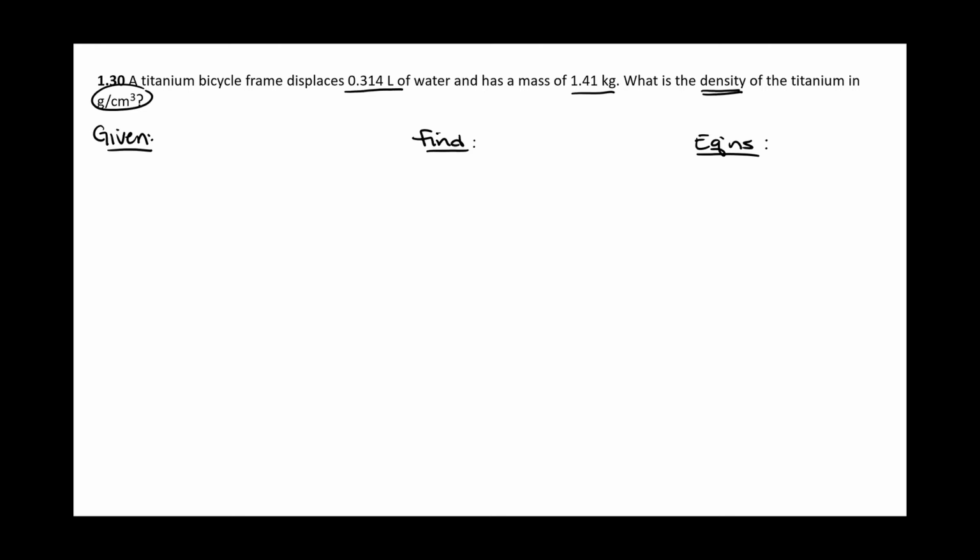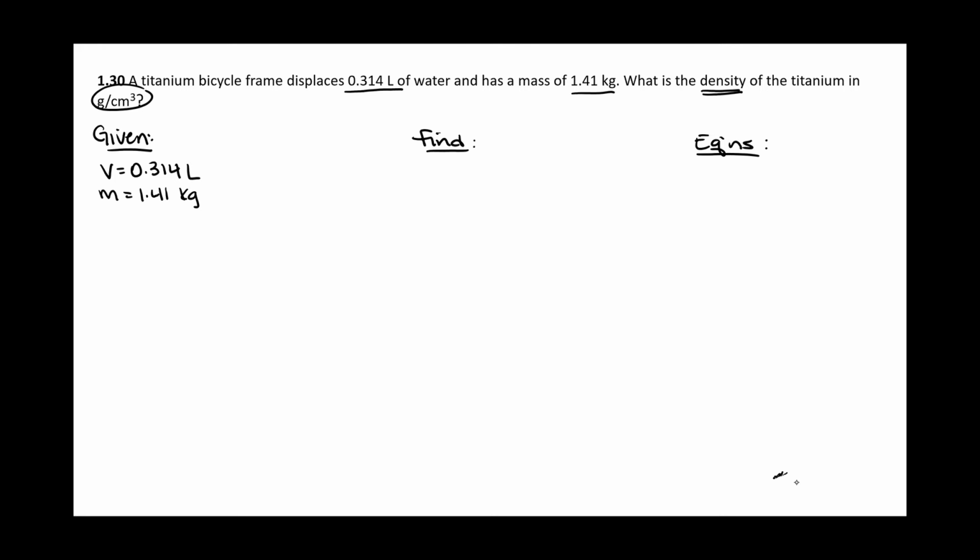So in this case, I was given a volume of water, and I'm writing my units down. Units are going to be important, always important to write the units. I'm also given a mass. I'm identifying what each unit belongs to. That will help you figure out equations.